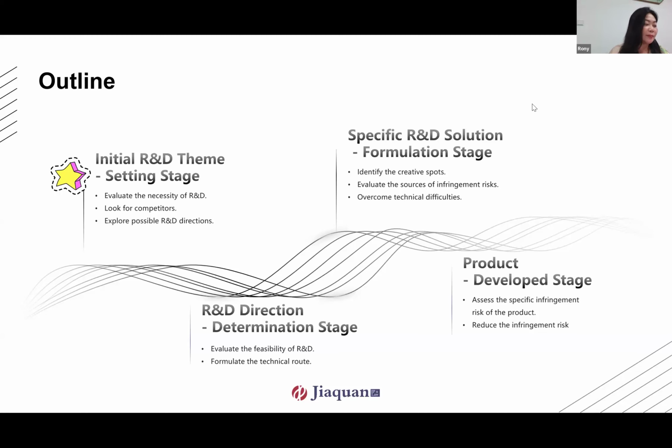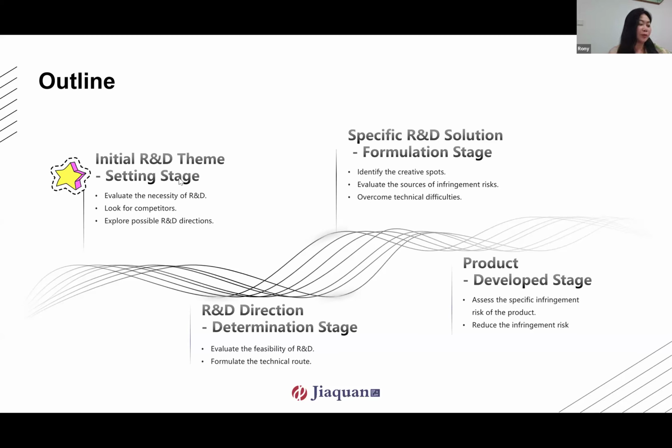So today, based on my practical experience, I'm dividing my session into 4 parts. There are 4 stages that companies often go through during the R&D process. The first is the setting stage, the second is the determination stage, the third is the formulation stage, and finally the product has been developed and is going to be launched. So next I'm going to explain stage by stage.